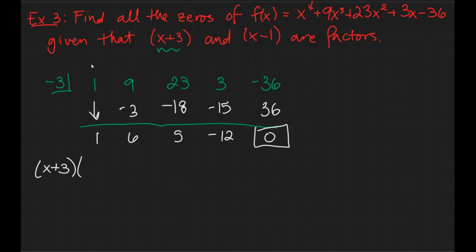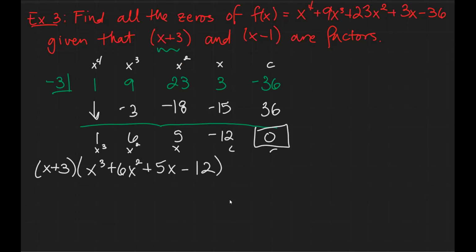times, here are our coefficients, this was x to the 4th, x cubed, x squared, x constant. So now it's down by 1, x cubed, x squared, x constant remainder. So I have x cubed plus 6x squared plus 5x minus 12. Okay, normally in the past, what we've done is, now that we factored it down, we ended up with a quadratic that we can either factor or we can stick into the quadratic formula.